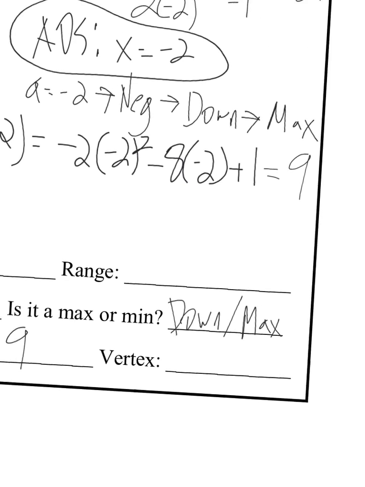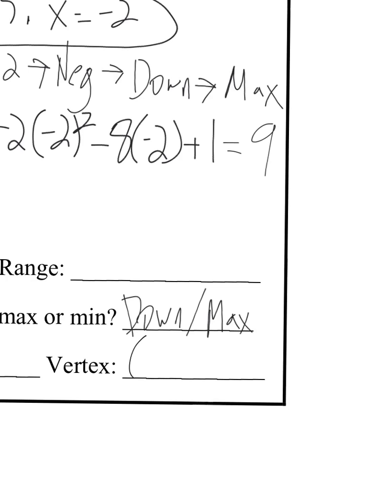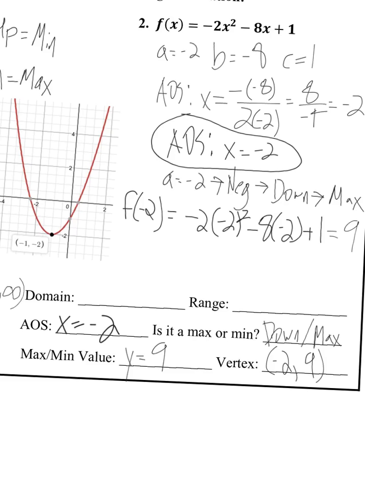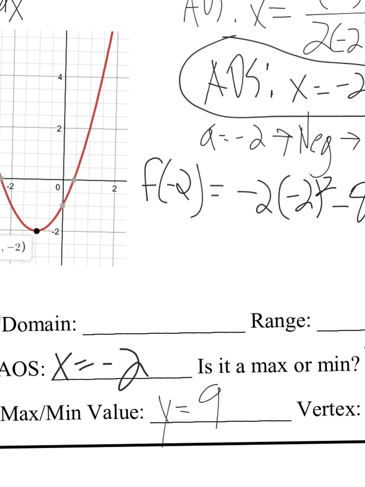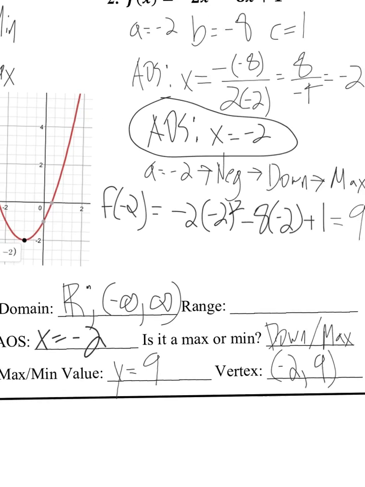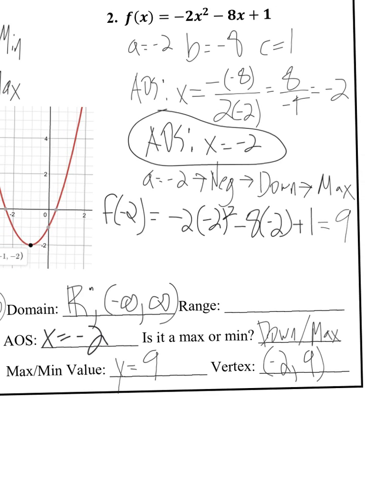So now I figured out my vertex is at -2, +9. So the goal is ultimately to be able to identify the domain and range without looking at the graph. So I'm going to do that right now. I know the domain is always all real numbers, so you can write it as the R, or you can do -infinity to +infinity. You only have to write one of them, but because this is notes, I'm just going over both. Make sure the infinities are in parentheses.